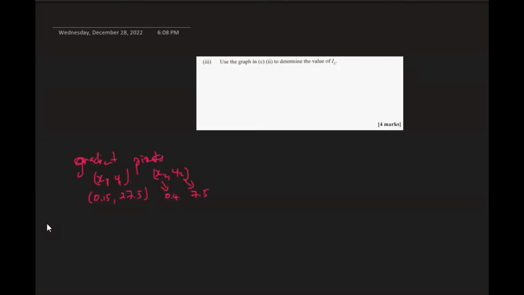Alright, so let us continue. So now we actually need to determine the value of IE. I'll show you a bit of stuff as it relates to how we would find that, but one of the things that we would definitely need to figure out is the gradient, and let me show you why we need to find the gradient.